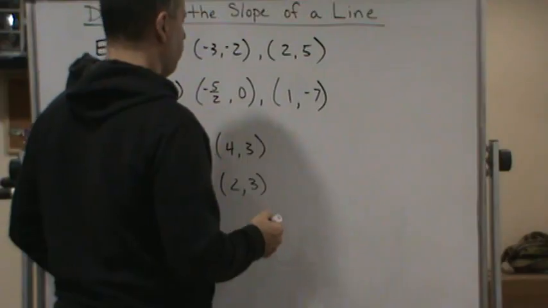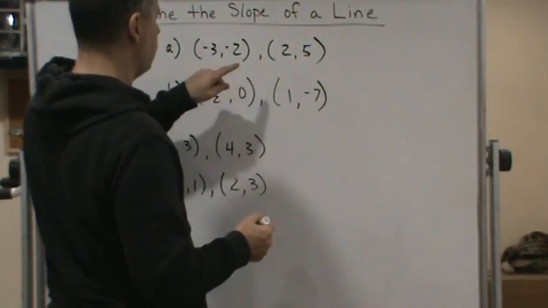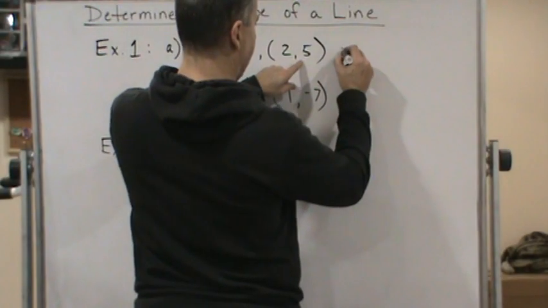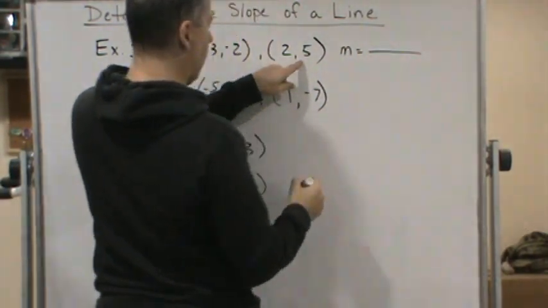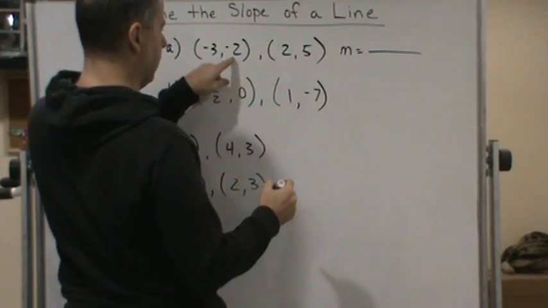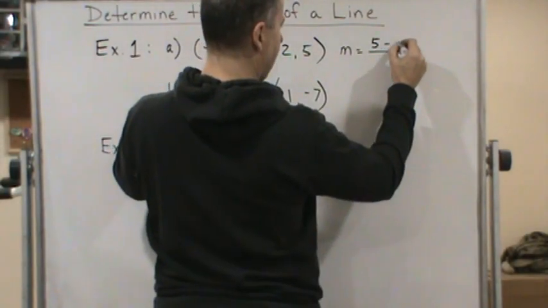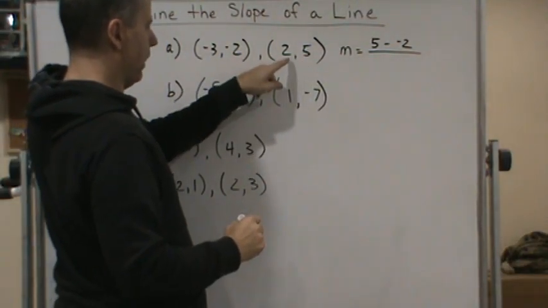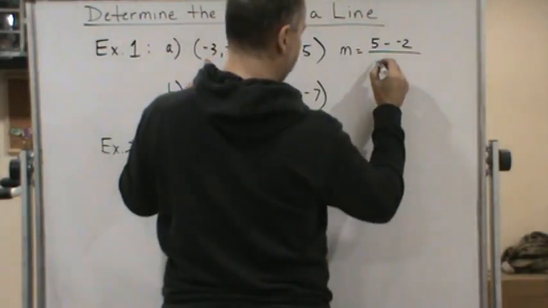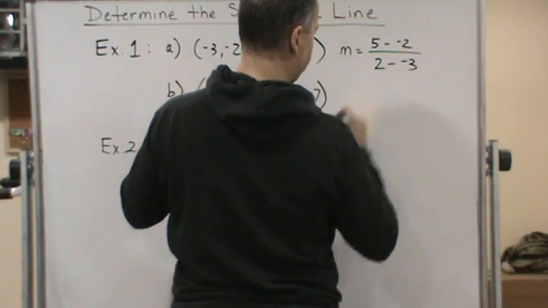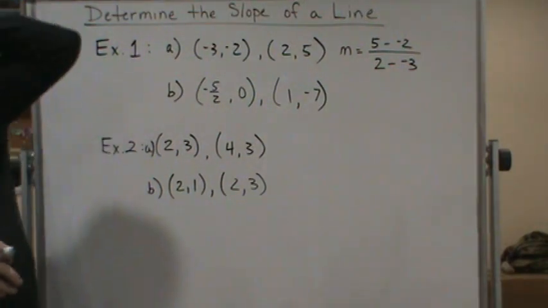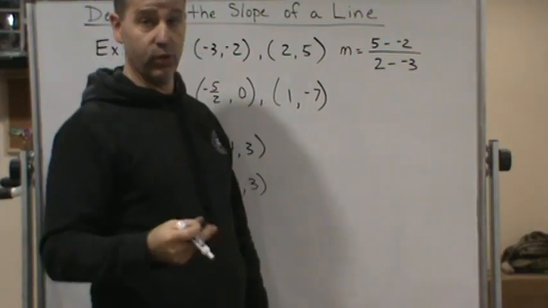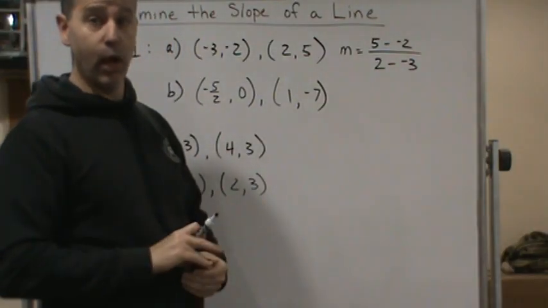So if we use this as the first point, then we're going to do the y's first. So m is going to be the change in y. Let's do 5 minus negative 2. Then on the bottom we have to do 2 minus negative 3. That will make sure that we don't get the wrong sign. If you end up switching them, you'll get the same magnitude but the wrong sign.